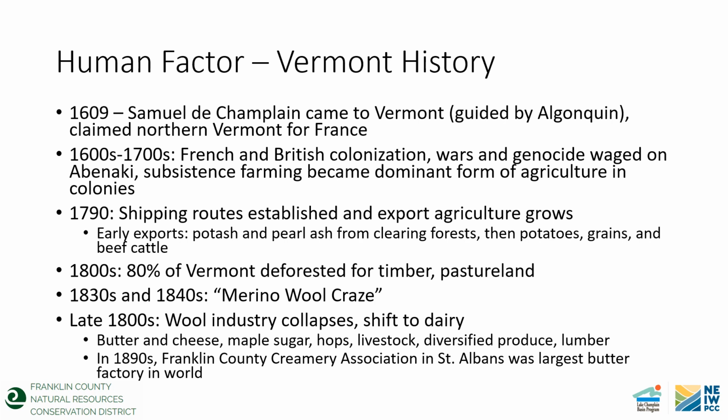By the 1800s, about 80% of Vermont had been cleared of its trees. Most of the land below 2,500 feet in elevation was cleared during this time. This happened both because of the demand for forest products and because cleared forests could then be used for pastures. This pasture land became especially important during the 1830s and 1840s, when the price of merino wool was very high, and Vermont settlers were raising sheep at a massive scale during a time known as the merino wool craze.